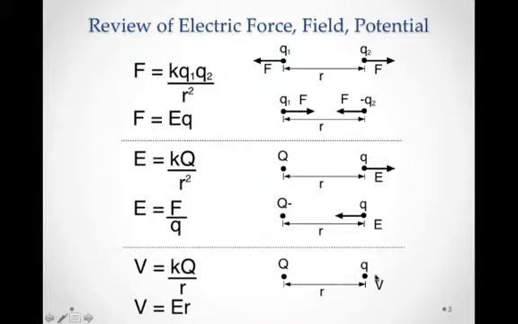Finally, electric potential. Electric potential is equal to the electric constant times the charge of concern, divided by the distance that you're away from the charge of concern. And electric potential can be calculated also if you know the electric field strength, by multiplying by the distance that you're out and away. Notice also that potential is a scalar quantity. It is not a vector.